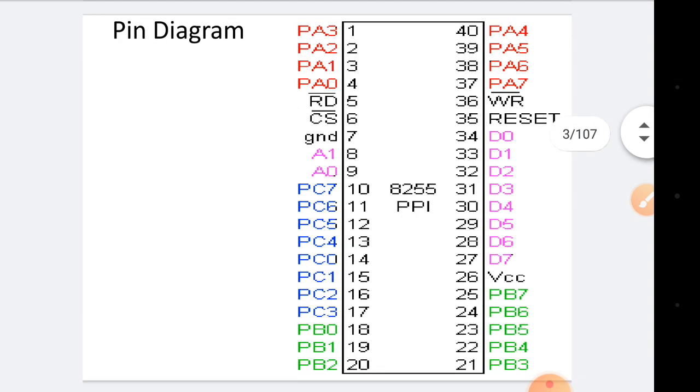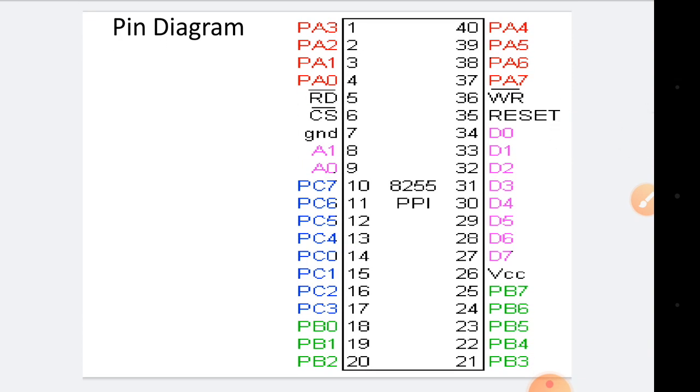The 6th control signal is the reset, which clears the content of the control word register. After the reset, the programmable IC 8255 can be reprogrammed further.